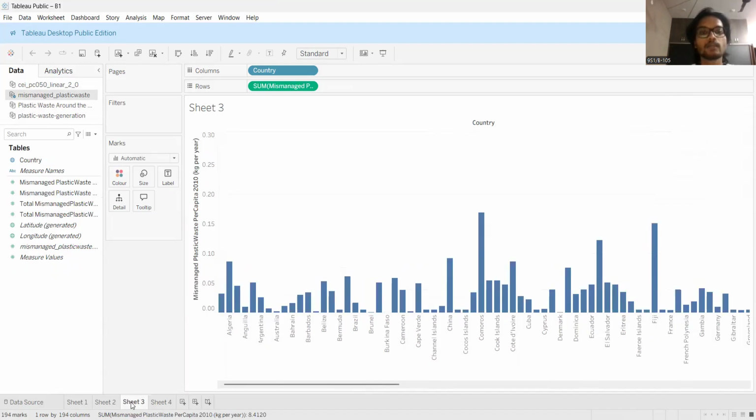Then we come to the third sheet. The third sheet shows mismanaged plastic waste per capita, measured in kilograms per person per year, especially around the year 2010. Mismanaged waste refers to plastic that is not properly collected, recycled, or disposed of and may end up in landfills, rivers, or oceans.